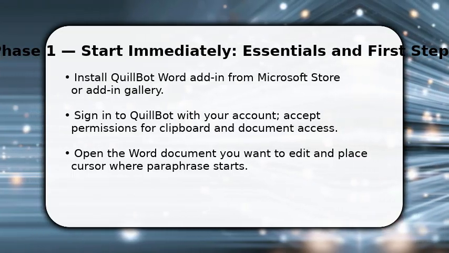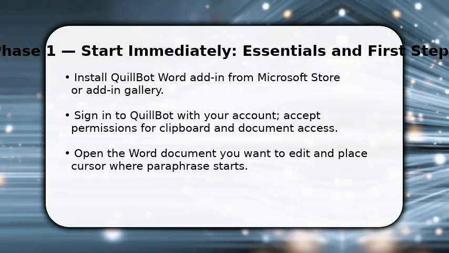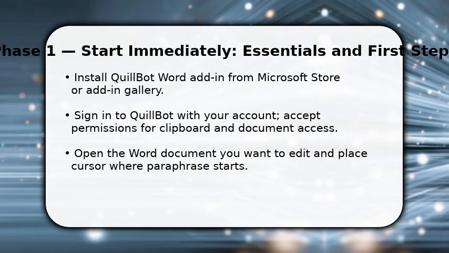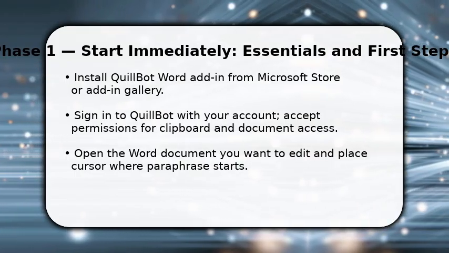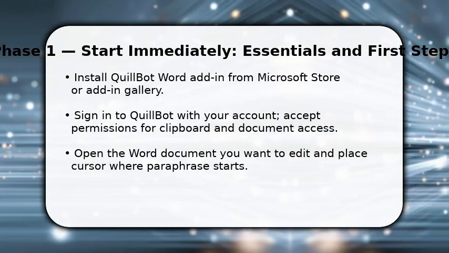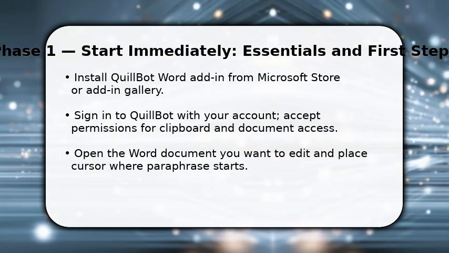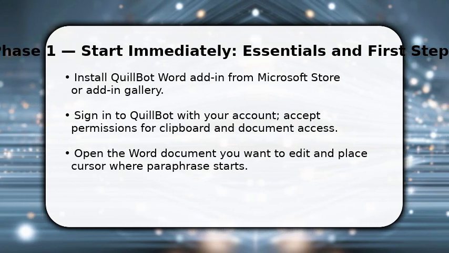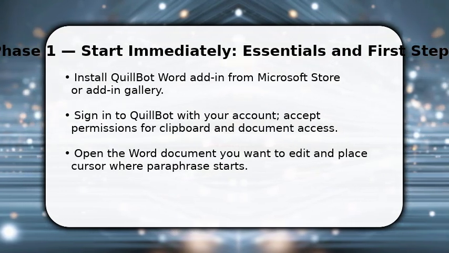Make sure auto-save is off if you want manual control, and check that the Quillbot pane appears. If it doesn't, reopen the add-ins menu. Now you're ready to send content into Quillbot for processing. Once the pane is visible, you decide how to transform text.